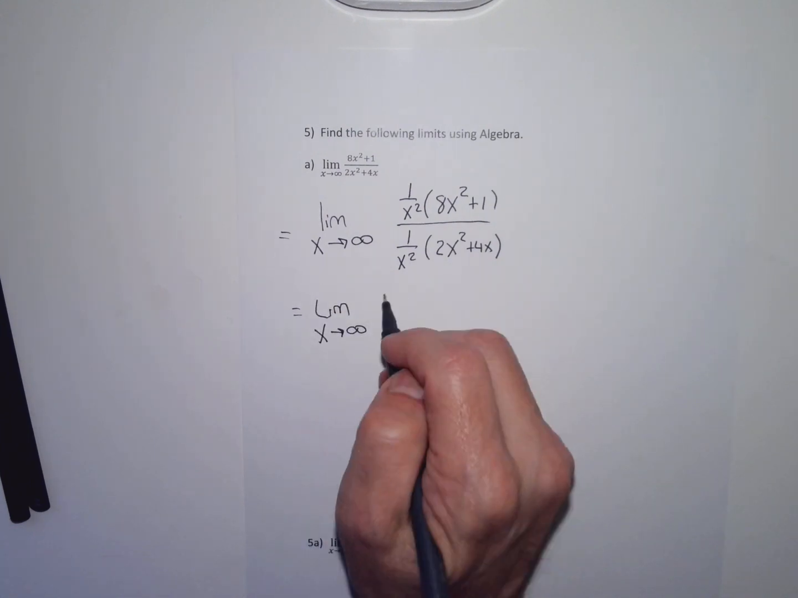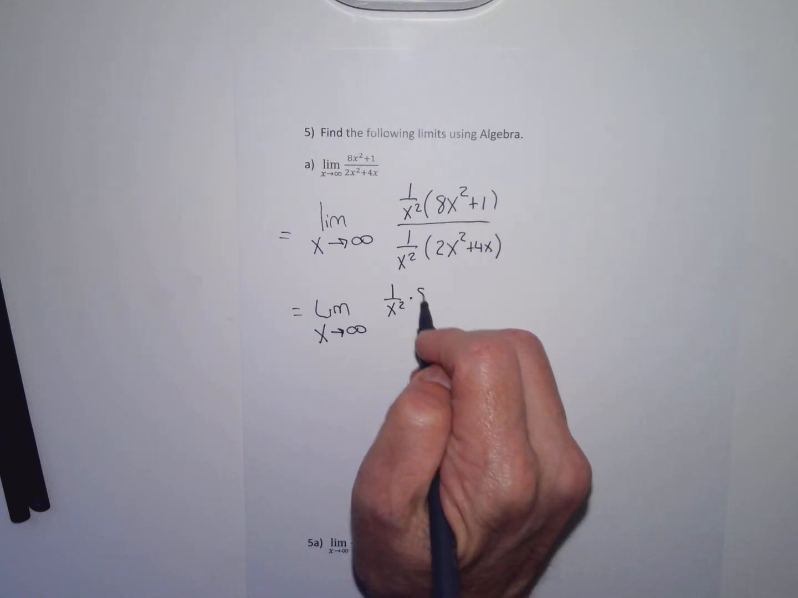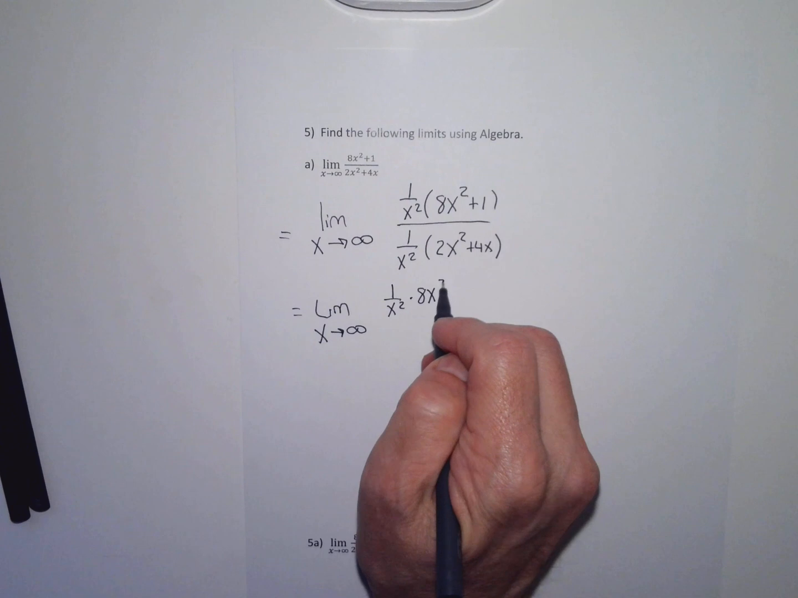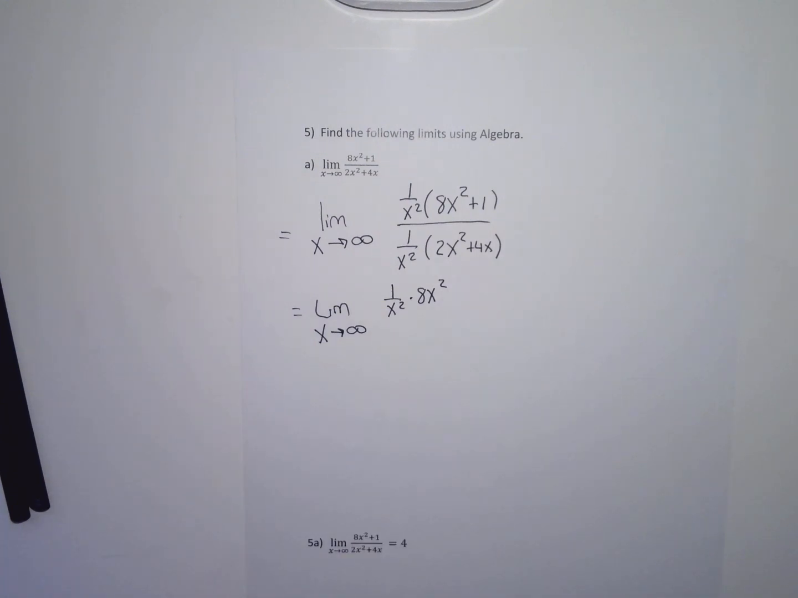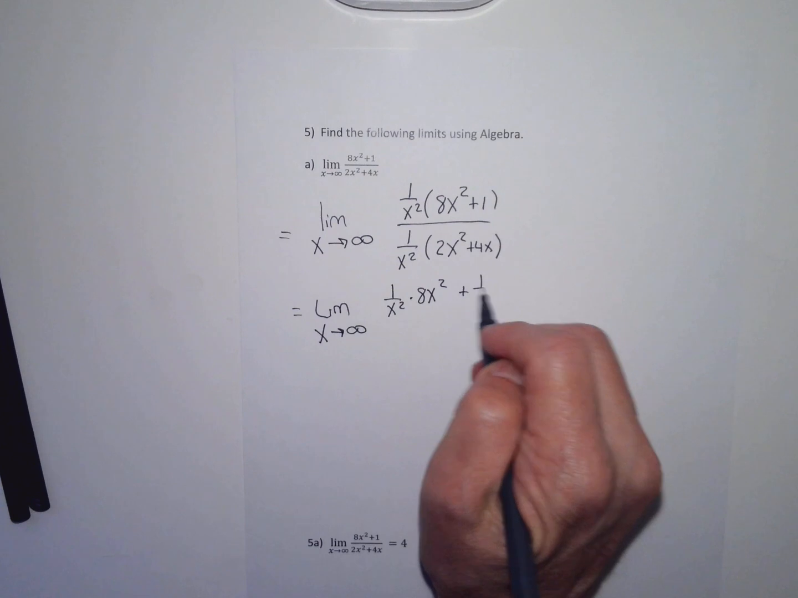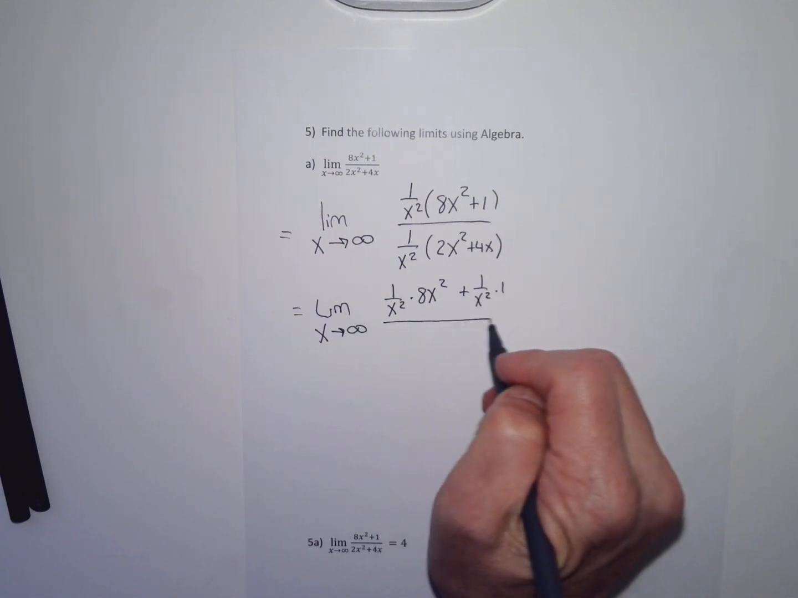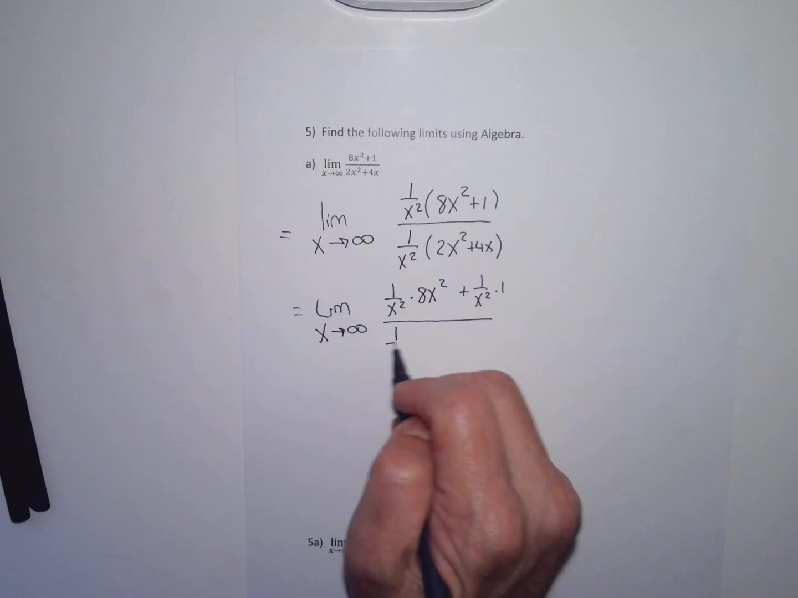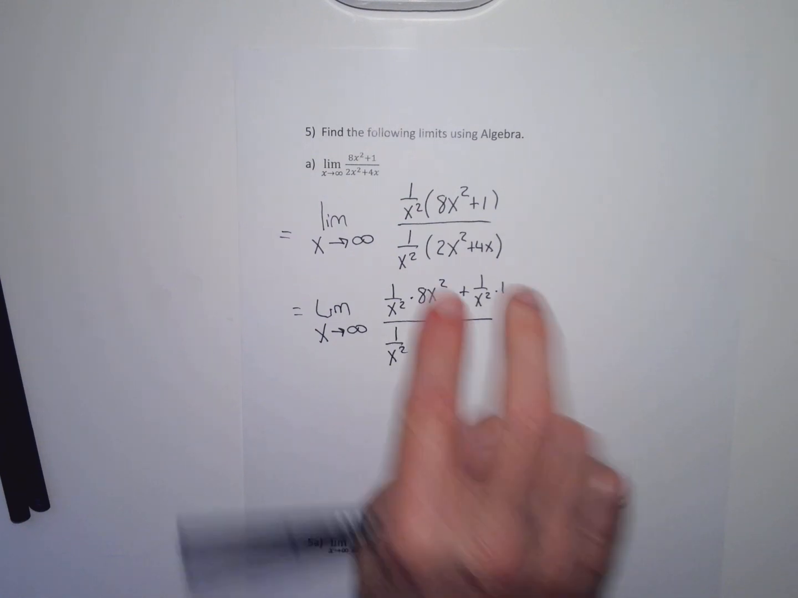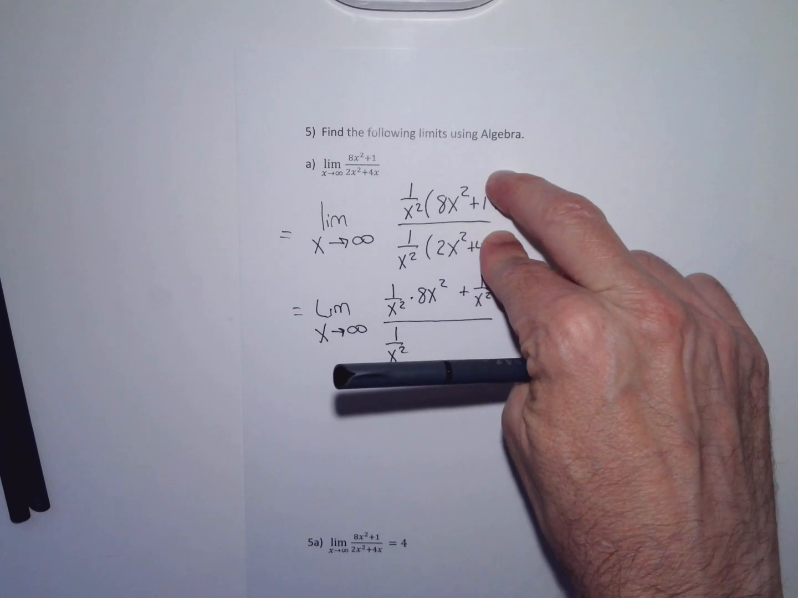And then clear this multiplication. In the numerator, I'm going to multiply 1 over x squared by the 8x squared, and I'm going to multiply the 1 over x squared by the 1. When I show my work on my answer key, this is usually my first step that I'm writing right now. Usually I don't show that step because I can kind of do that step in my head.